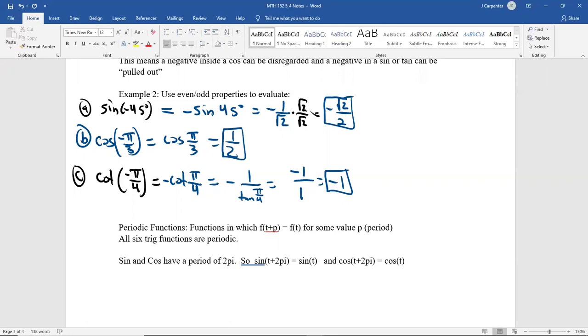The rest of them have a period, I'm sorry, not the rest of them. I'm just trying to say tangent and cotangent next. In fact, I'm just going to say tangent, since I'm not talking about secant and cosecant. Tangent has a period of pi, which means the tangent of t plus pi is the same thing as the tangent of t.